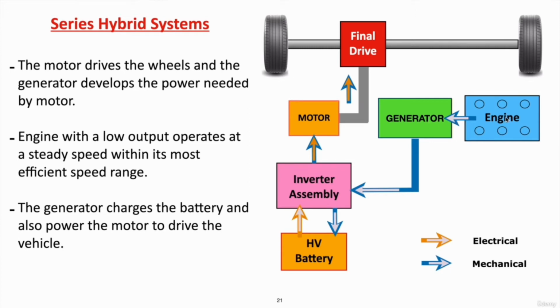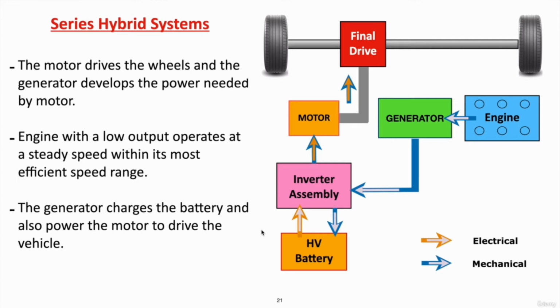So the engine produces the power which is passed to the generator, then the generator passes it to the inverter, and that inverter will store it in the battery. And in the next stage, the battery will pass the DC current to the inverter, and then the inverter will convert that DC into AC, and we will power the motor. It means we are giving electrical current to the motor, and this motor will produce mechanical power which helps to drive the vehicle. So this is the overview of the series hybrid system.